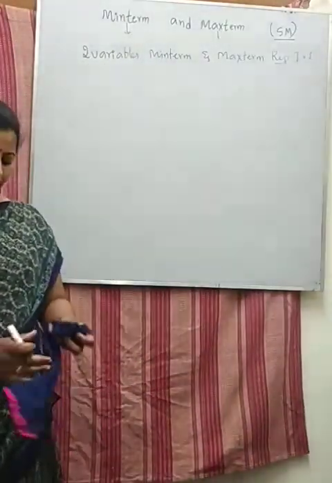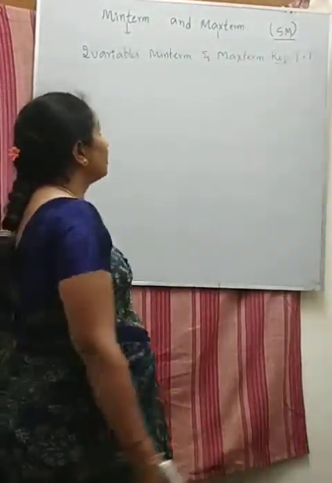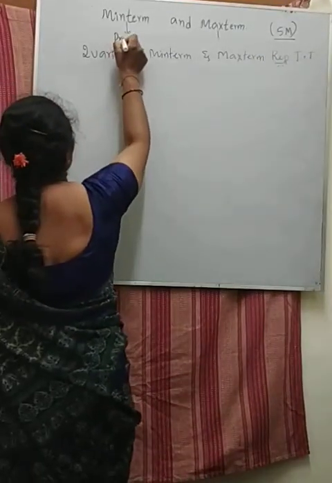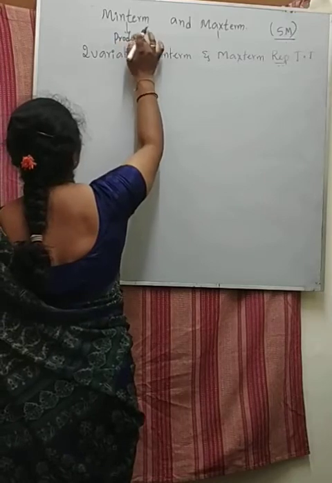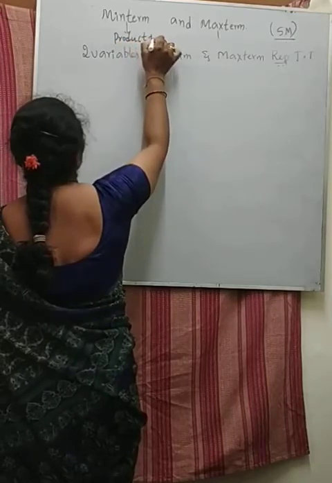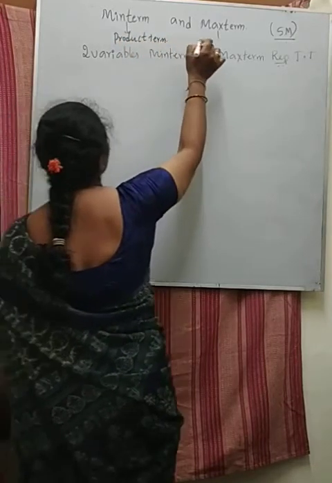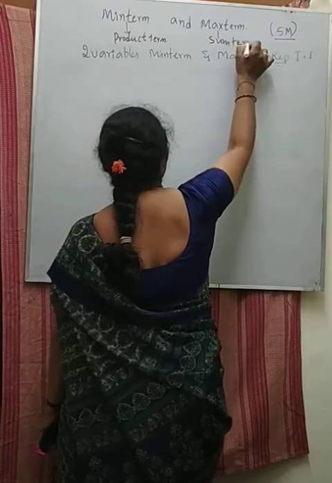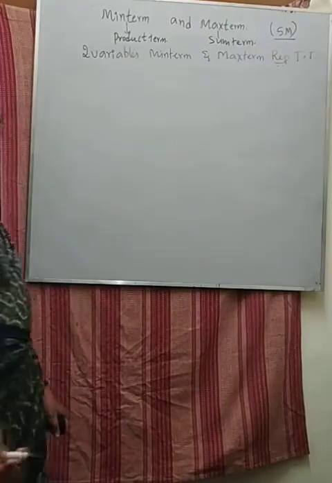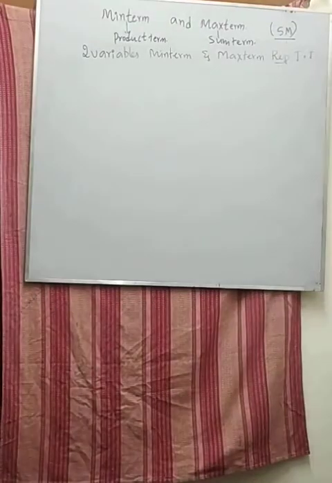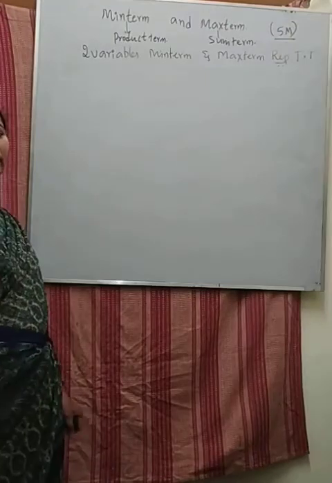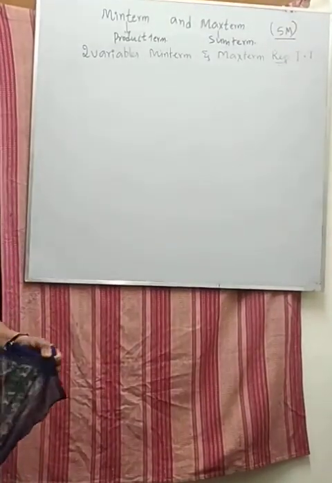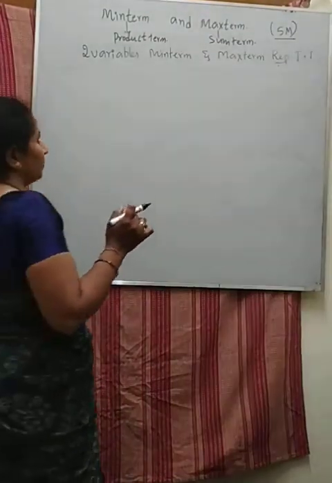Good morning, students. Yesterday we discussed the minterm and maxterm definitions. Minterm means product term. Maxterm means sum term. So this we discussed yesterday. That is, a minterm is nothing but a product term, and a maxterm is a sum term.